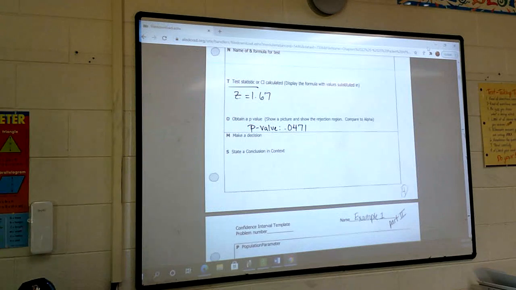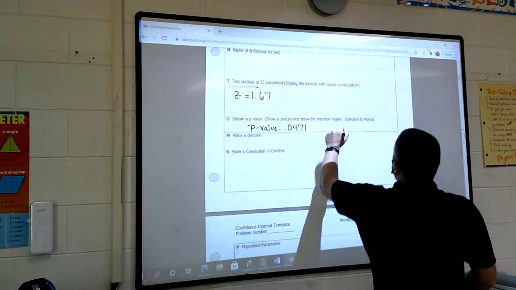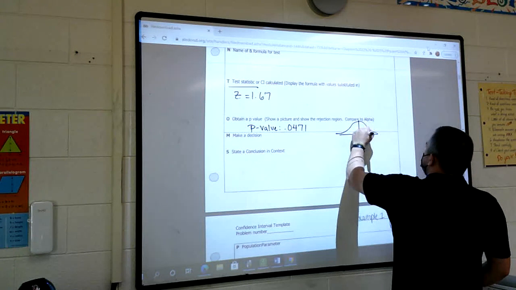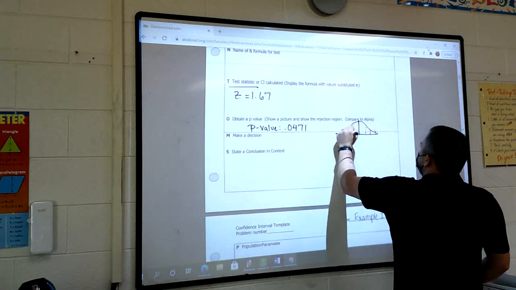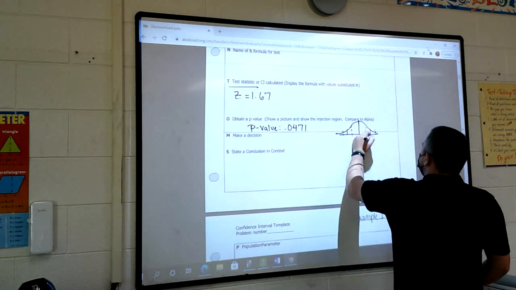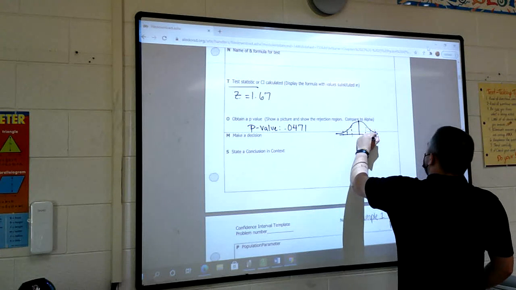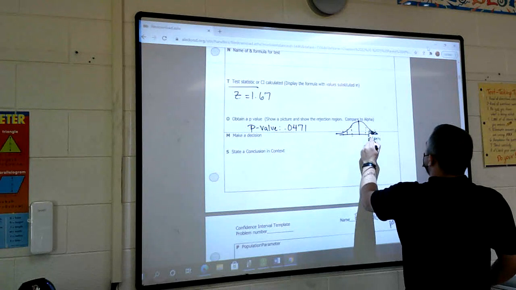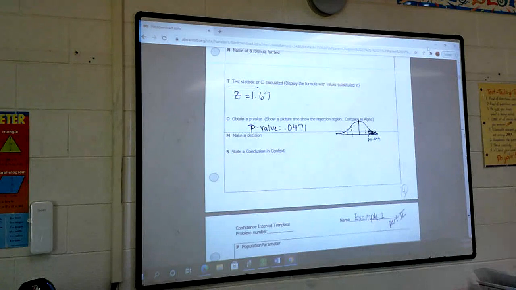So it's very easy, and they put that in part O, to draw that. All you have to do is show a picture with the region. Here you go, there's our normal curve right here. This is a P of 0.0471, and it's shaded all in here. It'll look better when you shade it, and it's not me on the board there. But that shows that little area where the null hypothesis could still be true.